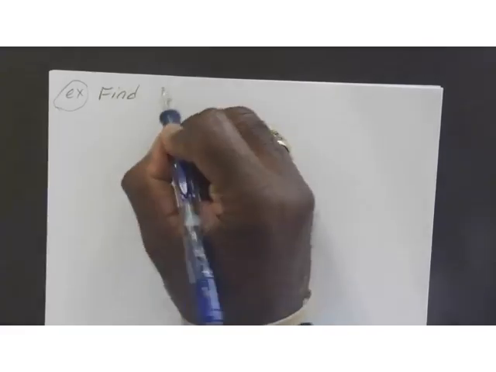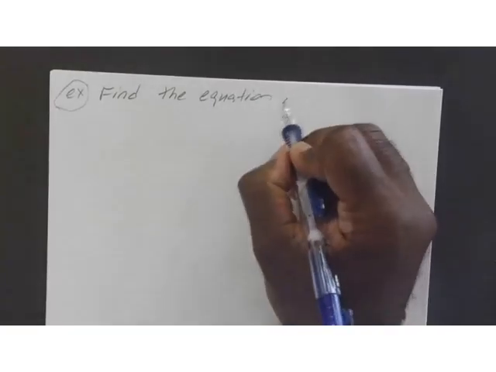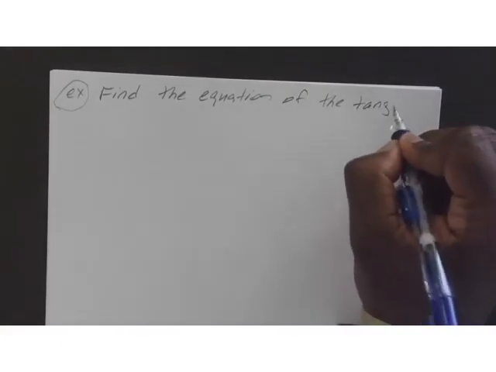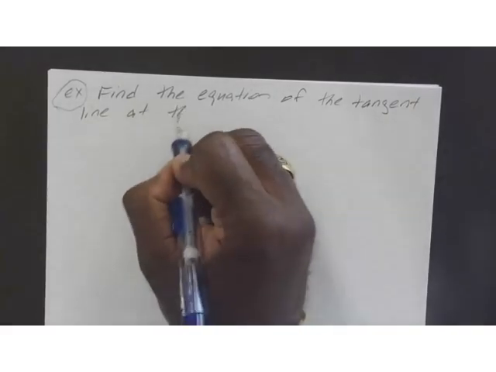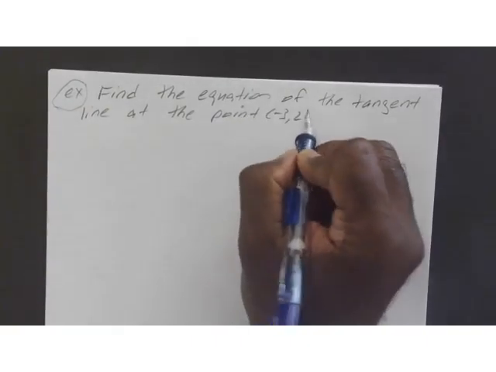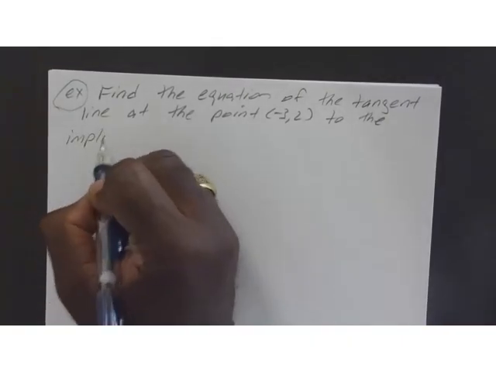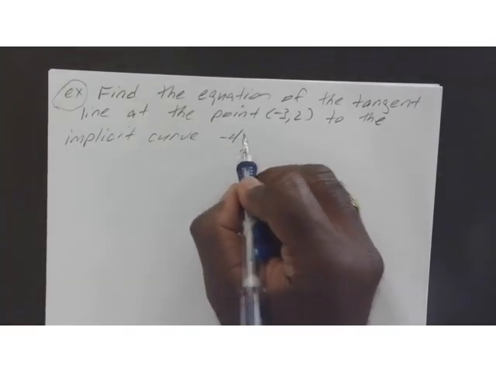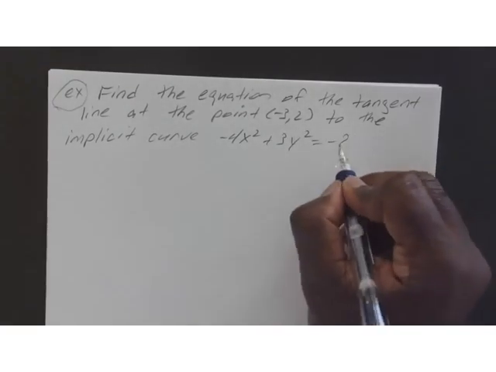So what if we want to find the equation of the tangent line at the point -3, 2 to the implicit curve -4x squared plus 3y squared is equal to -24.